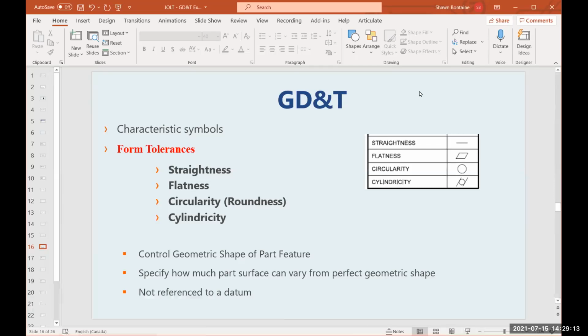Cylindricity, on the other hand, is a surface condition as well, but it's a surface condition acting over the entire surface. So it actually gives you a combination of circularity and straightness all in that one cylindricity callout. So those are the form tolerances. And again, in the course itself, we go into much more detail.